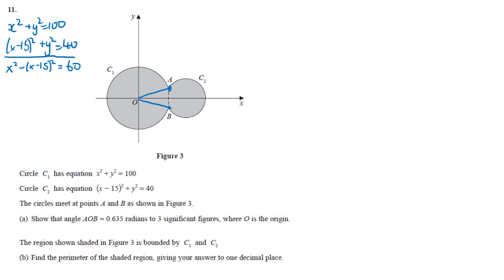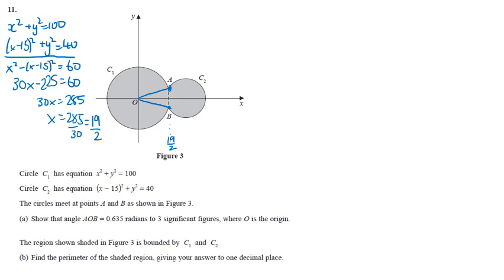If we multiply that out, the x squared terms will cancel, and inside that bracket we get minus 30x, and we've got a minus in front, so that's 30x. Then minus 15 all squared is 225, so minus 225 equals 60. So 30x is equal to 285. So x is equal to 285 over 30, and that simplifies to 19 over 2. So the x value where these meet is 19 over 2.